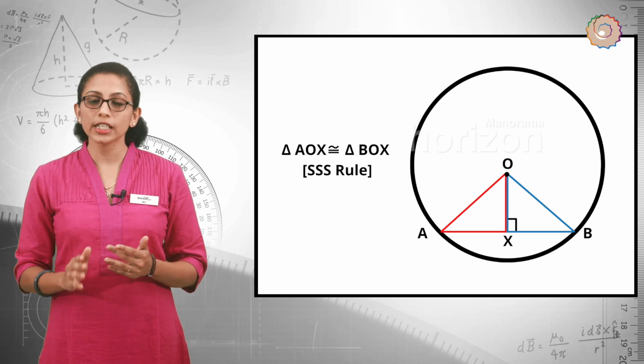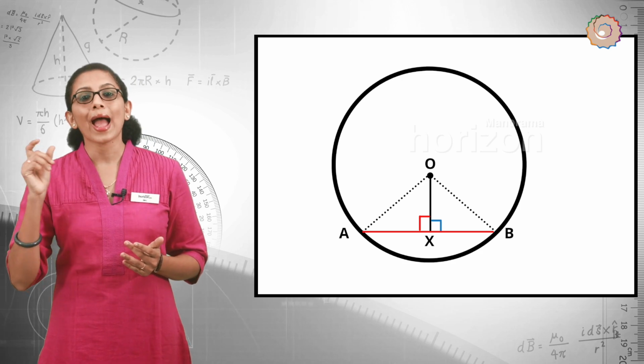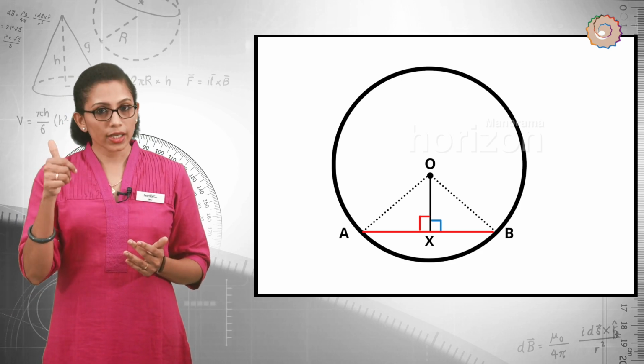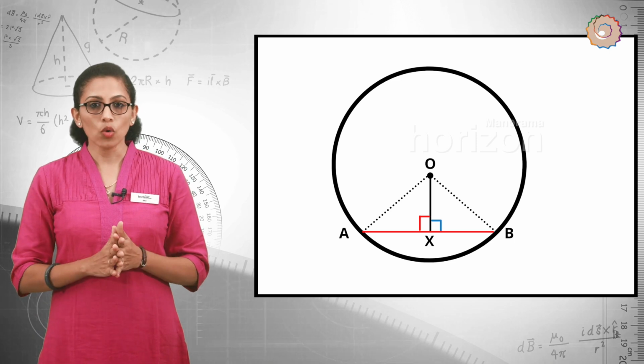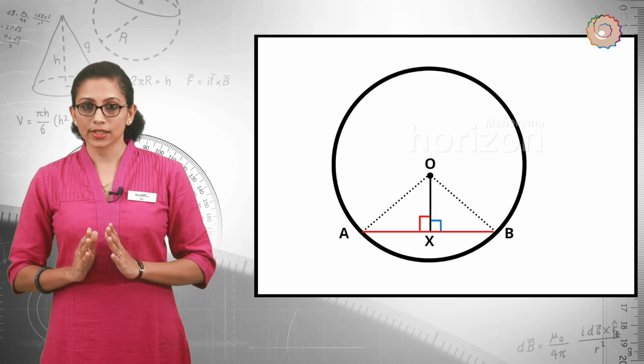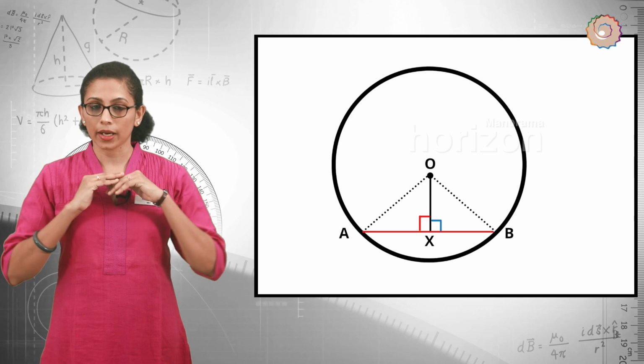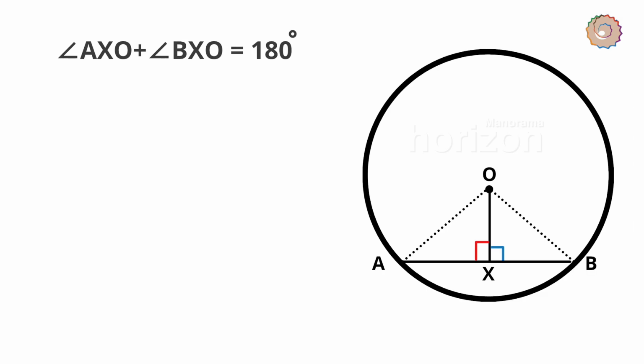What is SSS rule? Side, side, side rule. Therefore, by CPCT, we can say angle AXO is equal to angle BXO. Mark it as equation number 1. Now, take the line AB. We can say angle AXO and angle BXO form a linear pair. That is, sum of angle AXO and angle BXO forms 180 degrees. So, angle AXO plus angle AXO is equal to 180 degrees. That is from equation number 1.